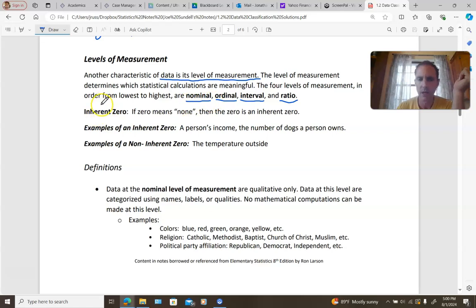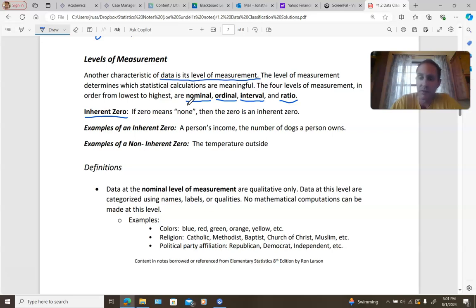The next thing we need to talk about is something called an inherent zero. If you have a collection of data, and maybe you don't have a value of 0 in the data, but if you did, would that 0 represent a lack of whatever's being measured? If it does, that means it's an inherent 0. I'll give you an example. If we were surveying individuals and asking, what is your household income?